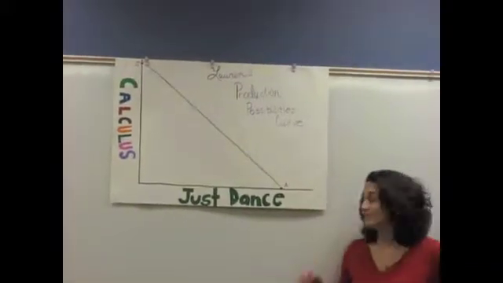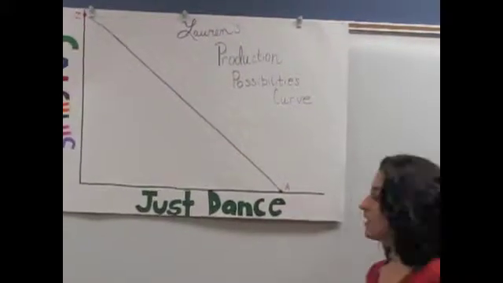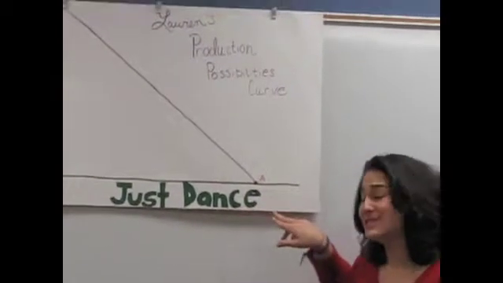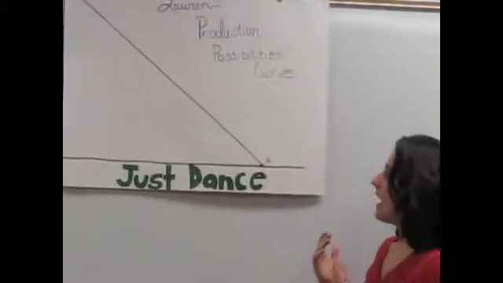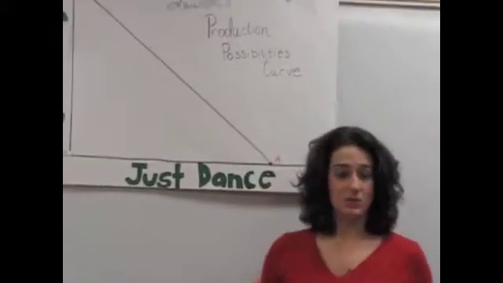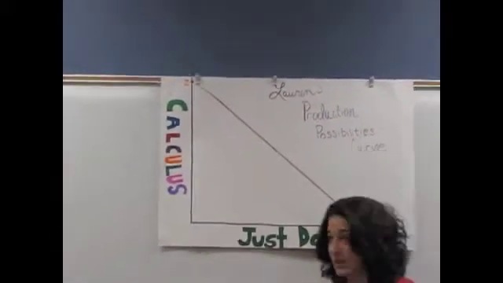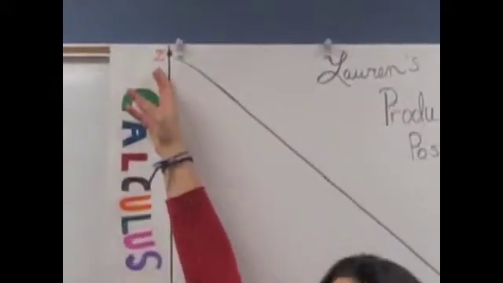So at point A, which is where Lauren is right now, she's only producing Just Dance and no calculus. That's why it's all on the Just Dance axis. And at point Z, if this was going to be the other way when she decided not to go to Katie's, it would be all at point Z. No Just Dance is being produced by Lauren. It's all calculus. So what if you want something in the middle?